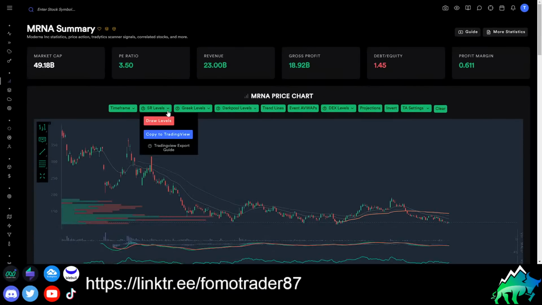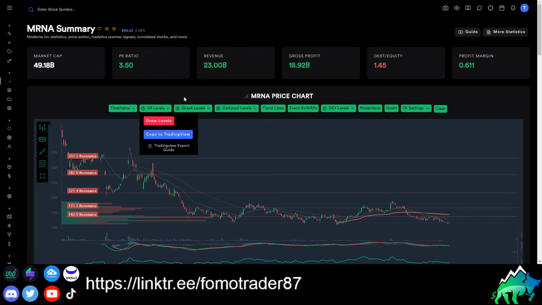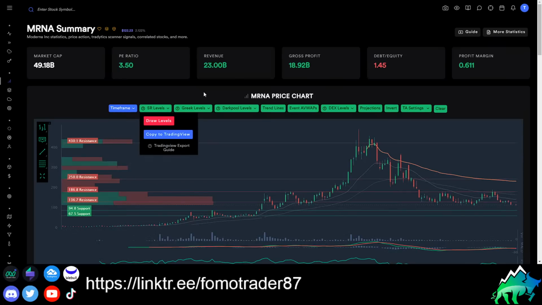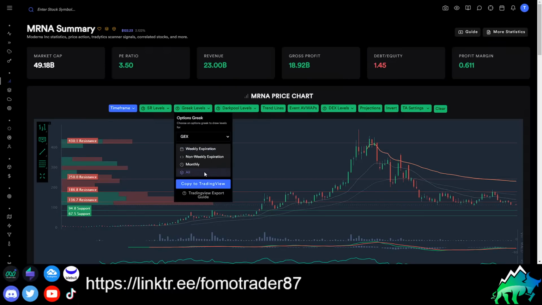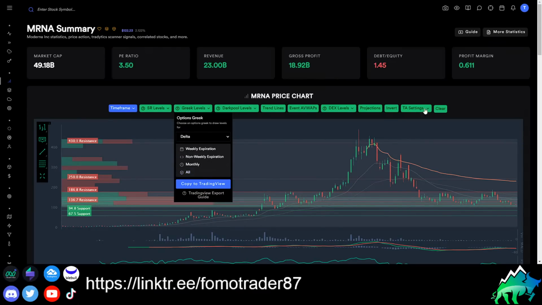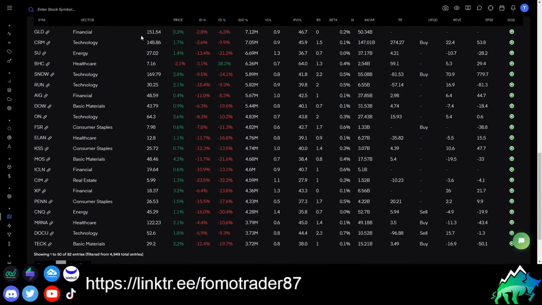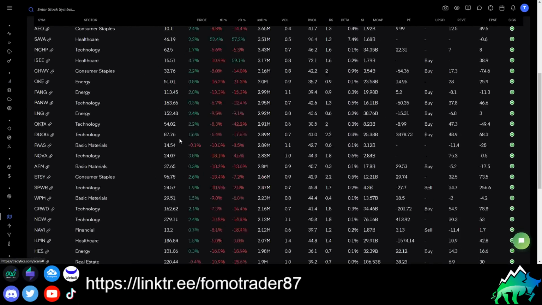So let's look at it on the stock dashboard. Let's go out to the weekly and then draw support and resistance. So we're a little bit below support here. Now we're sitting at resistance. We're sitting on a gamma level and a little bit of delta there. So this one could go either way as well. Let's see if there's anything on page 2.